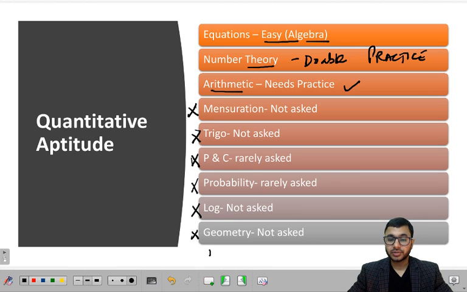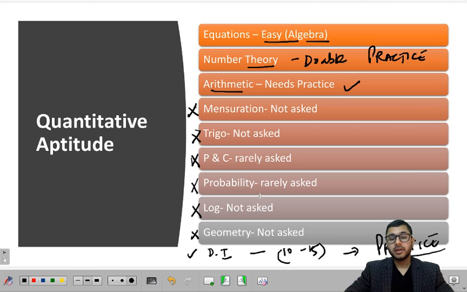Data interpretation is not mentioned here, but it is asked. 10 to 15 questions out of 30 come directly from data interpretation and need a lot of practice. The level of data interpretation questions is improving day by day, and needs a lot of practice. So these are the broad areas that you need to focus upon.